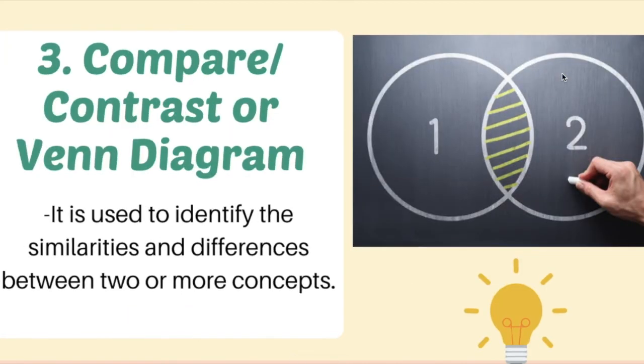Moving forward, we have number 3. We have the compare and contrast, also called the Venn diagram. It is used to identify the similarities and differences between two or more concepts. Remember, in comparing and contrasting, the central idea is in the middle, then you will be writing or filling in the characteristics of each central idea.